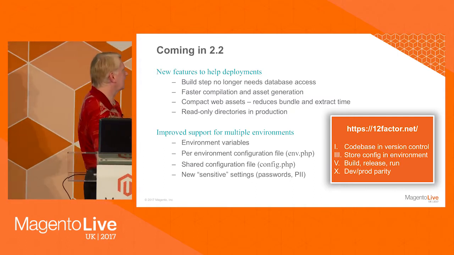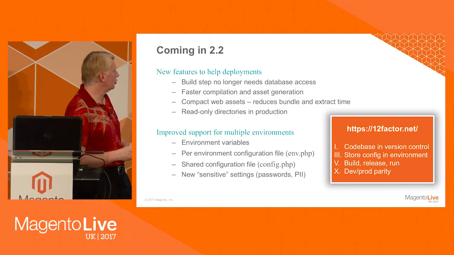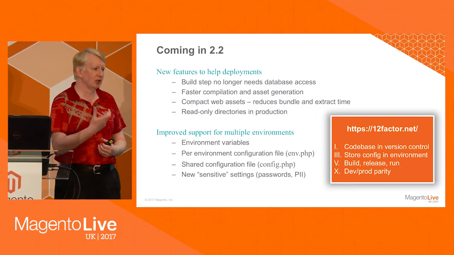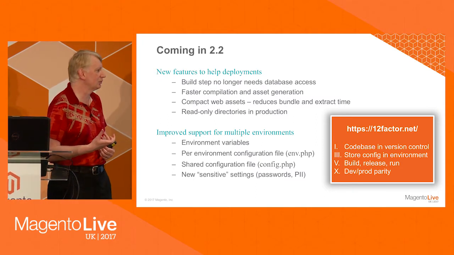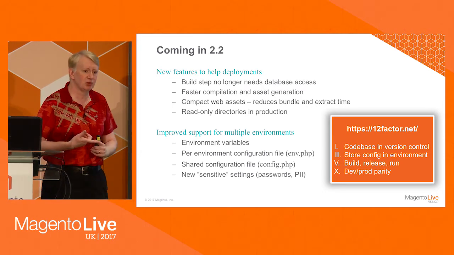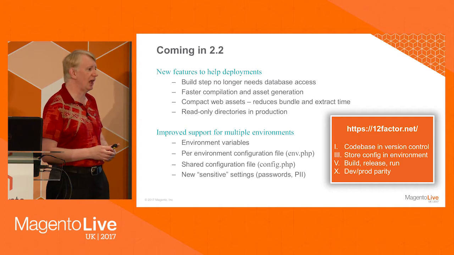One of the key changes is you no longer need to have access to a database. If you're used to the static asset compilation process, it used to look up the themes and the store views out of the database, and so it meant your build process had to have access to the database. There are some new capabilities coming in 2.2, where the first release candidate is out, and so you don't need that database access. We're going to see how we can make things better with that. There's also generally faster compilation and asset generation.